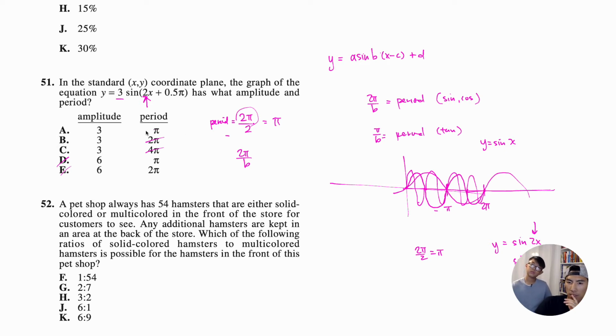So then the period has to be less than 2 pi. That's the only answer choice that has a period less than 2 pi with the amplitude of 3.